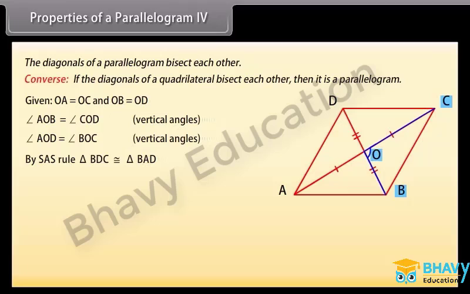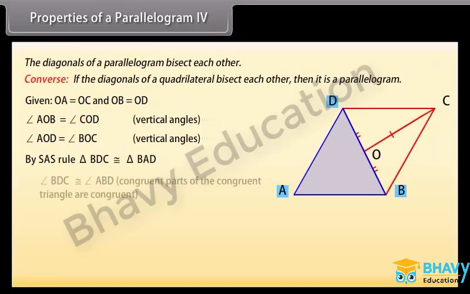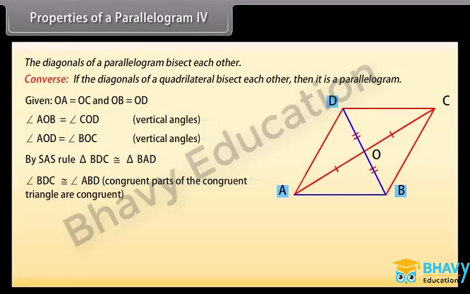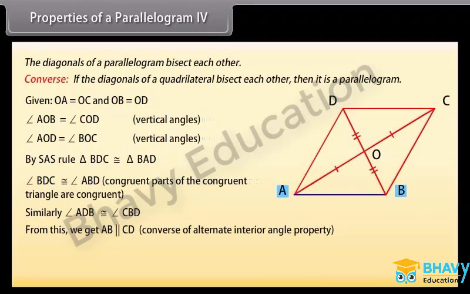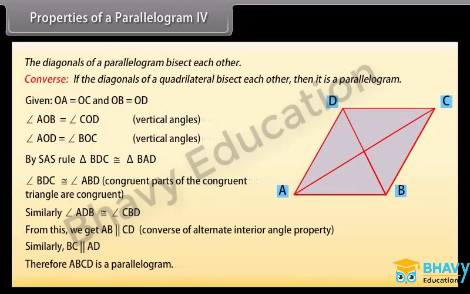So, by SAS rule, triangle BDC is congruent to triangle BAD. Therefore, angle BDC is congruent to angle ABD, congruent parts of congruent triangles are congruent. Similarly, angle ADB is congruent to angle CBD. From this we get AB is parallel to CD. Similarly, BC is parallel to AD, using the converse of the alternate interior angle property. Therefore, ABCD is a parallelogram.